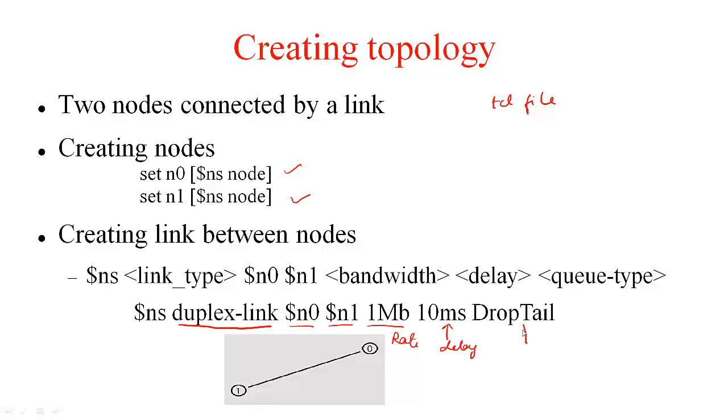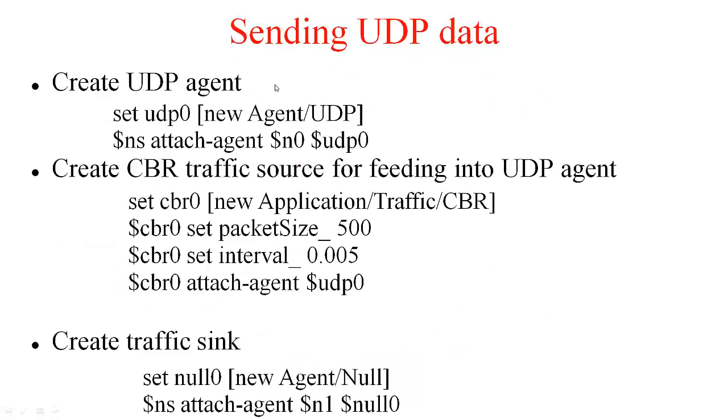And you're also specifying the kind of queue that should be employed at node 0. Drop tail means if the buffer overflows, you drop the packet that is at the end, the tail of the queue. Now suppose you want to send some data over the link. So this is the way to generate data.